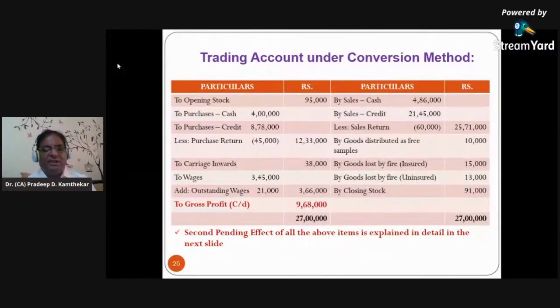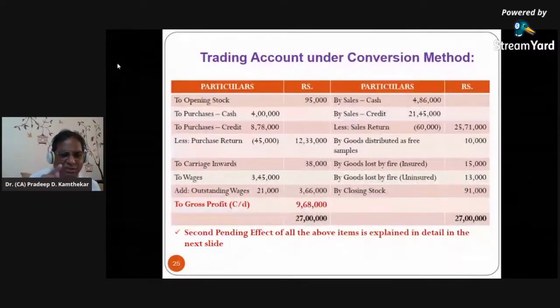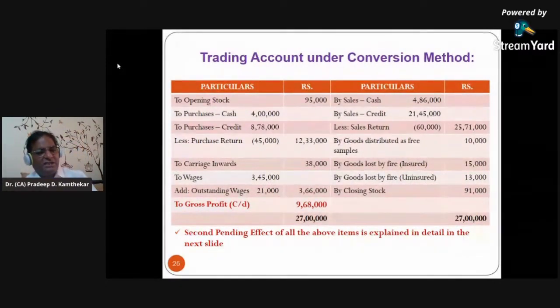Now on the debit side of the trading account, opening stock. Now this is one effect. Now we have to see the second effect. Since it is opening stock, definitely it must have come from the opening balance sheet. Now when the opening balance sheet is given, the second effect of this is there on the asset side of the opening balance sheet. So opening stock, two effects: opening balance sheet asset side and trading account debit side.